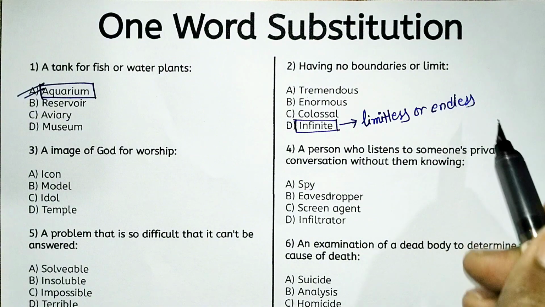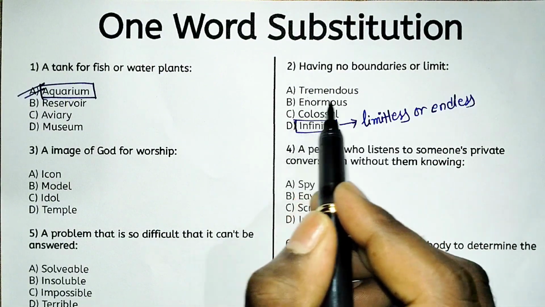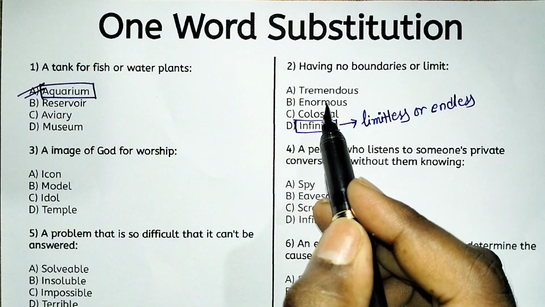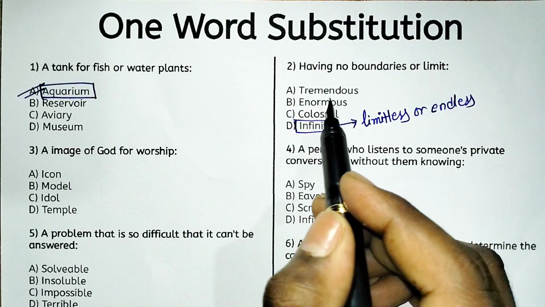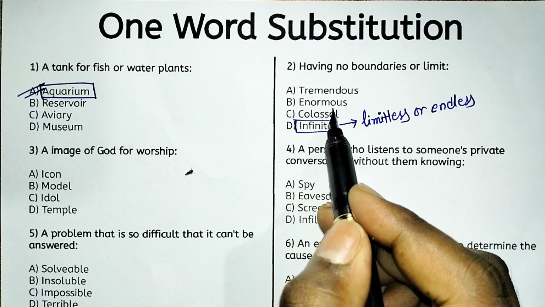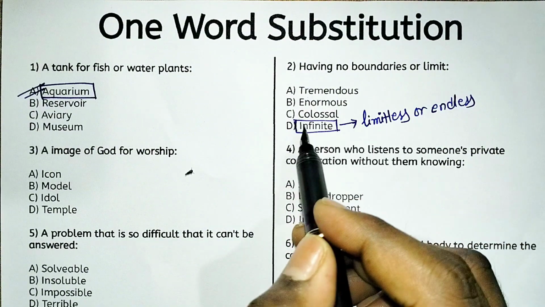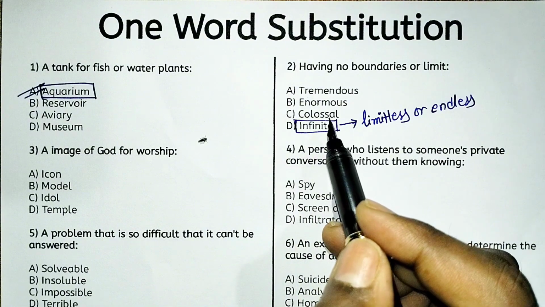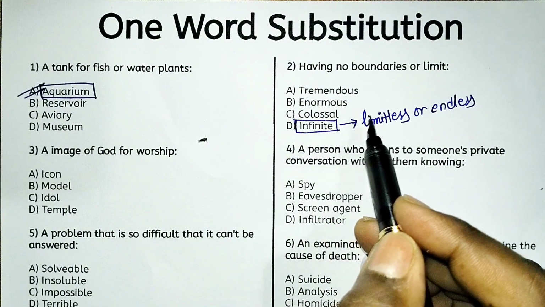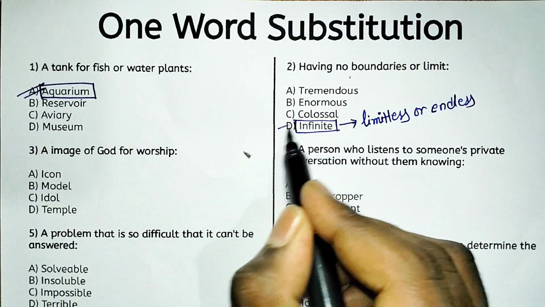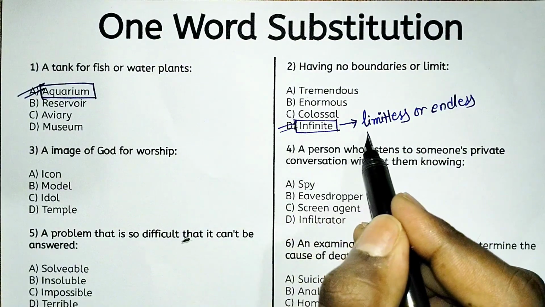Okay, so look at the other options. Tremendous means very great in amount or intensity, and enormous means very large. And colossal, extremely large in size, but not infinite. That's why all these options are not appropriate. So option D, infinite is the right answer.